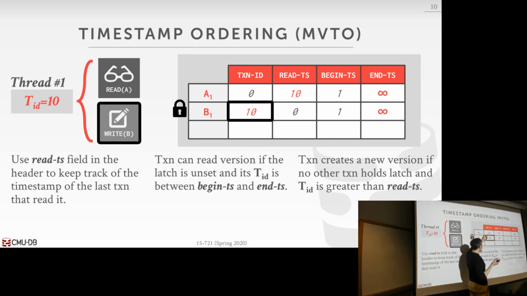Now you say, well, what if someone comes along and tries to read this? The first thing the reader would do is see that this thing is not 0 and back away, because this version is being written to now. I don't know what the end timestamp is going to be yet, so I don't know whether I should be reading this version or the next version he's about to create.